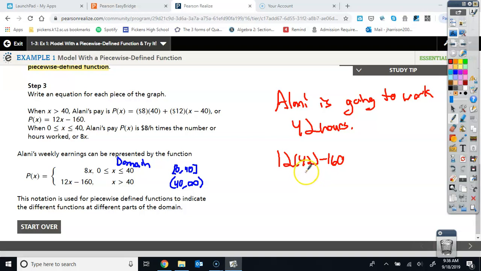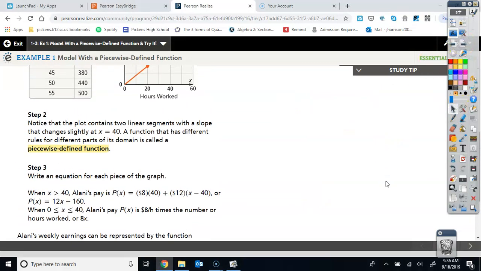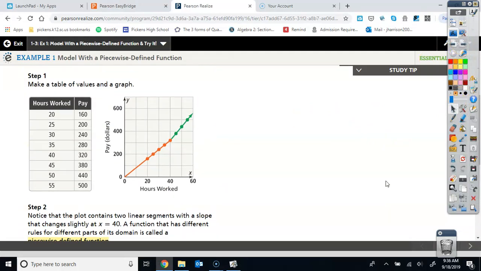12 times 42 is 504. 504 minus 160 is going to be 344. So that's how much she makes if she works 42 hours. When you look at the graph of this, it looks exactly like we saw up here, where you have the first slope for a little while, and then it increases to $12 an hour after that.